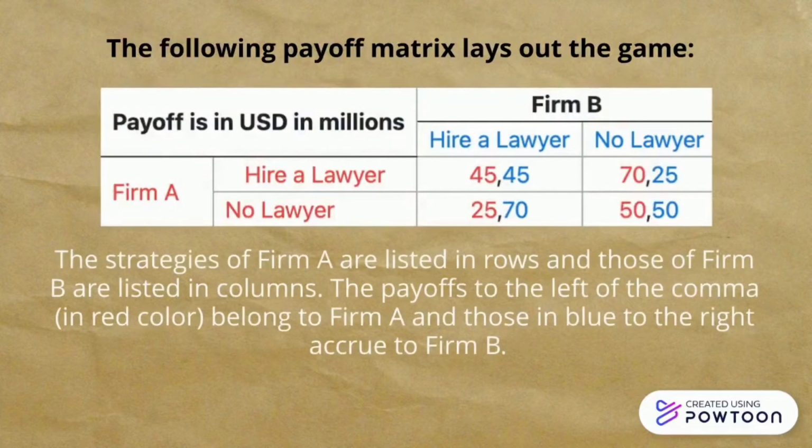The following payoff matrix lays out the game. The strategies of firm A are listed in rows and those of firm B are listed in columns. The payoffs to the left of the comma belong to firm A and those in blue to the right accrue to firm B.